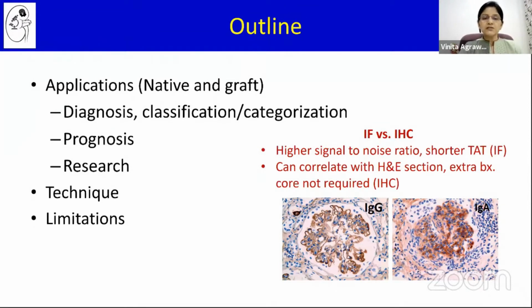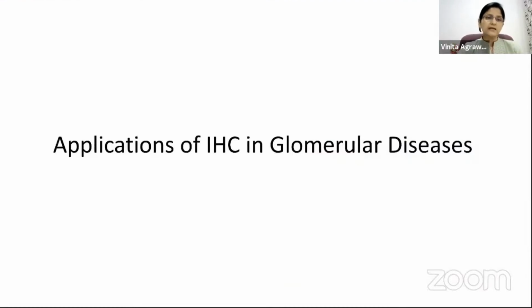Just to mention routine immunoglobulin and complement demonstration on renal biopsies. Of course, we can do it both by immunofluorescence and immunohistochemistry, but most of the centers use immunofluorescence, the advantage being that it has a higher signal to noise ratio. However, immunohistochemistry can also be done as a salvage technique, and with newer kits and newer antibodies, it is a viable option. So coming on to application of immunohistochemistry in glomerular diseases.